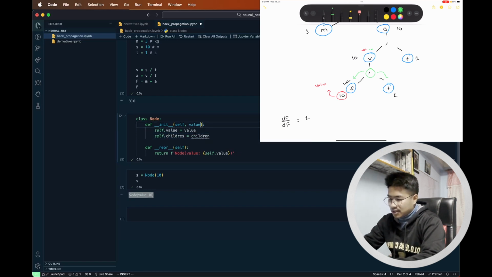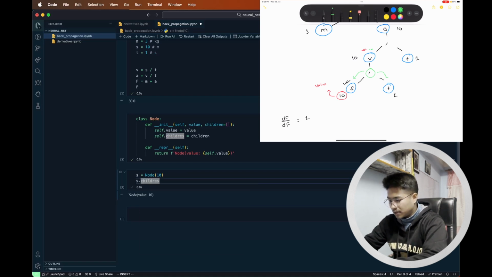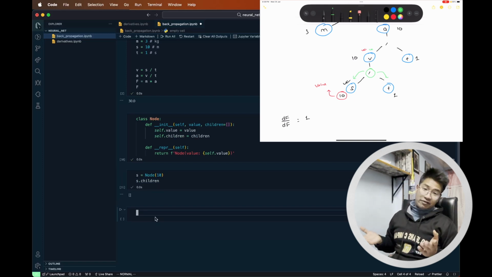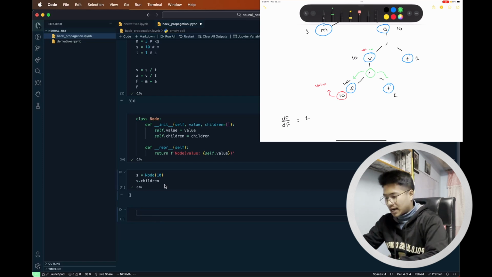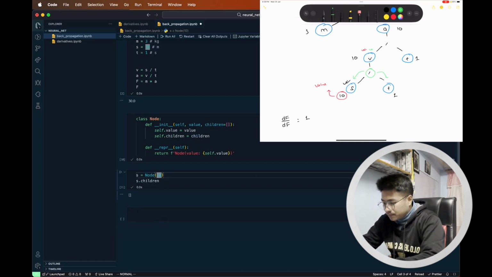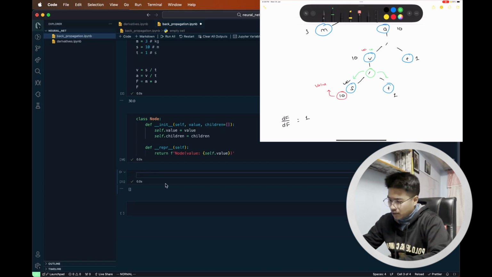Where does that children come from? I'm gonna feed those children into the node. So that's pretty simple. And this S node, if I look at it, nothing. So S dot children, okay, that looks good now. So I can do children now, and I see I don't have any children for S, but if it were a V, I would have children, right? Great, now we have a notion for the children.